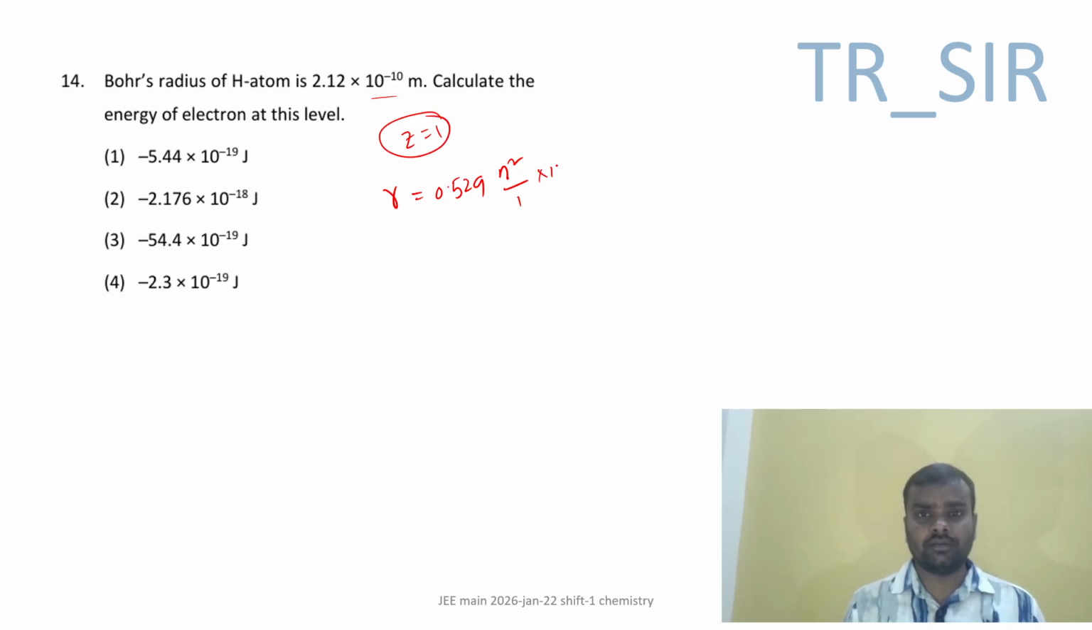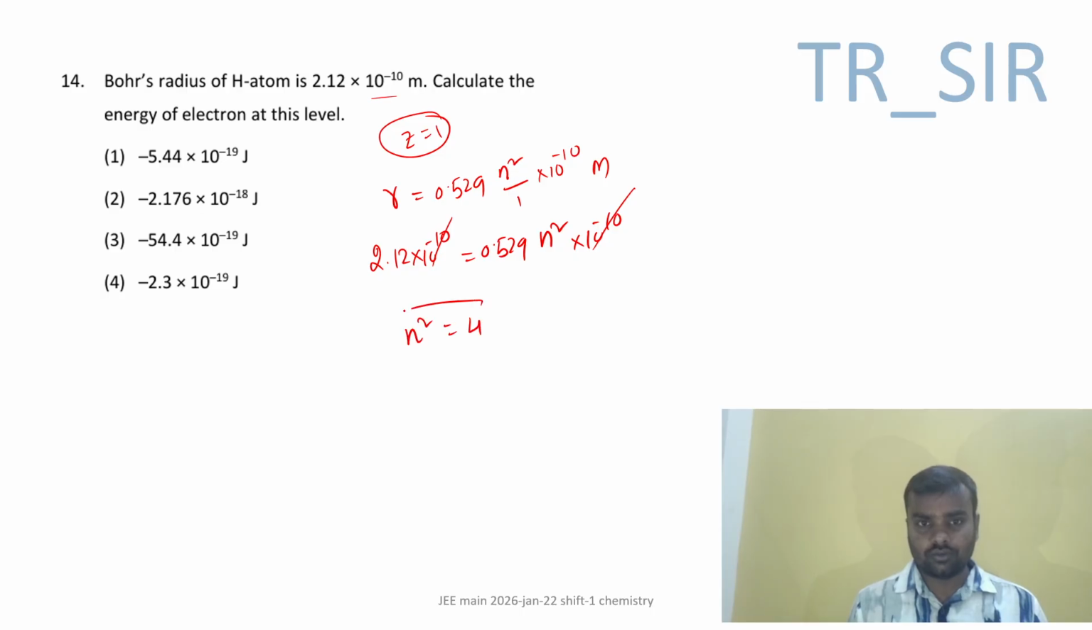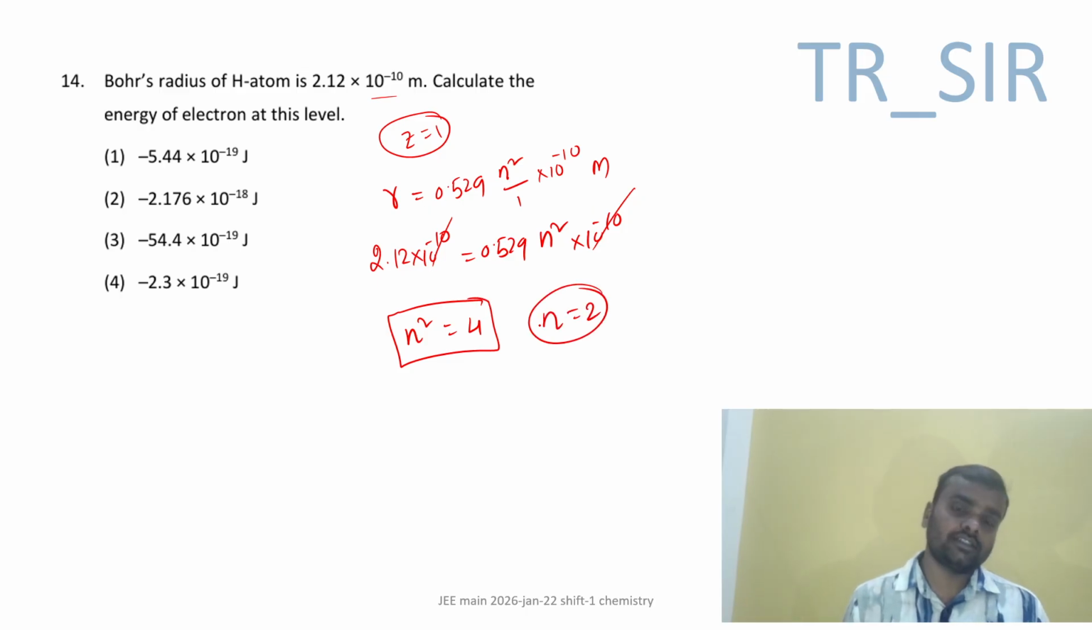It is in angstrom. Let me convert into meter. So the radius they have given is 2.12 into 10 power of minus 10, equal to 0.529 n square into 10 power of minus 10. So minus 10 cancels out. N square is equal to, I think, 4 will come approximately here. So n is equal to 2.